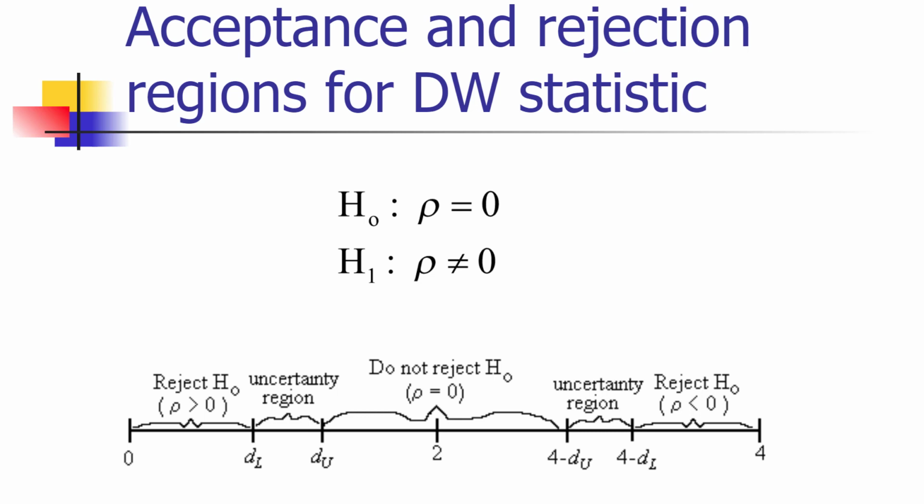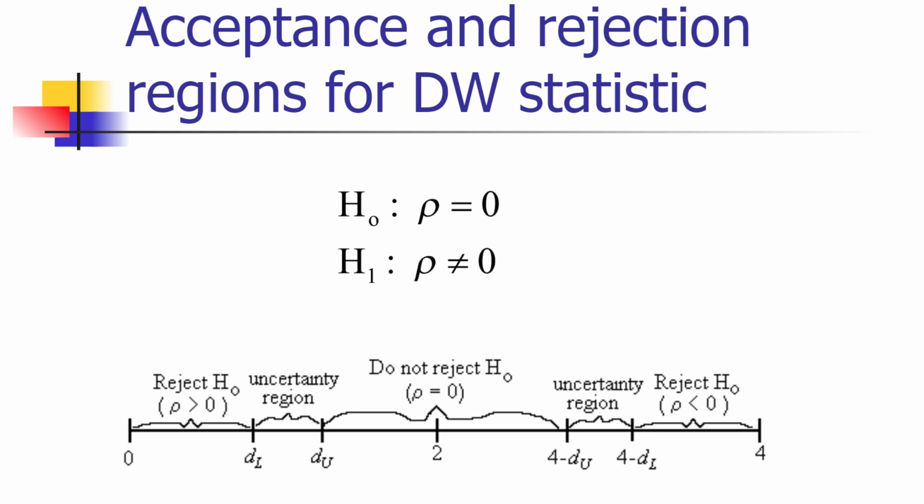Unfortunately, there's an uncertainty region where if it falls in that region, it's not clear whether you should reject the null hypothesis. And the safest thing in general is probably just to treat the upper bound as if that's the effective lower bound and assume that there's autocorrelation whenever it falls below the upper bound, just to be safe, because the consequences of not addressing the autocorrelation can be relatively severe.